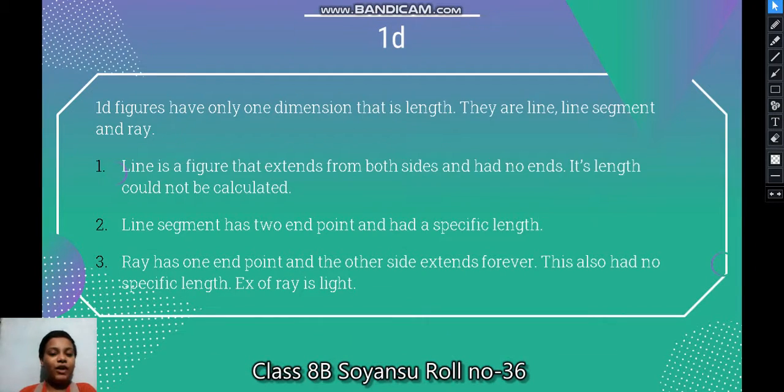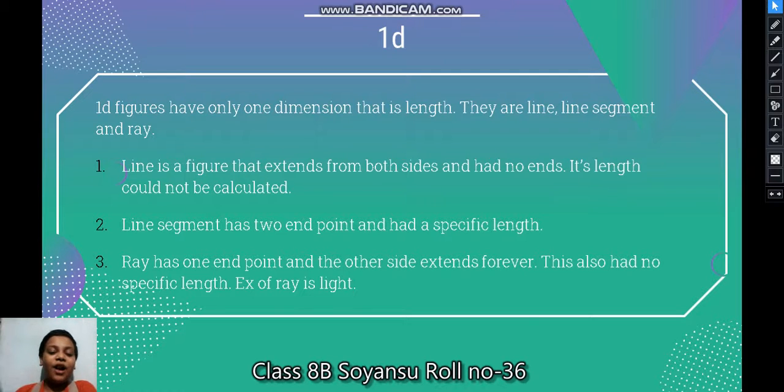So what are 1D figures? There are three types of 1D figures: line, line segment and ray. 1D figures are the figures that have only one dimension. 0D has 0 dimensions, 1D has 1 dimension, 2D has 2 dimensions and 3D has 3 dimensions.